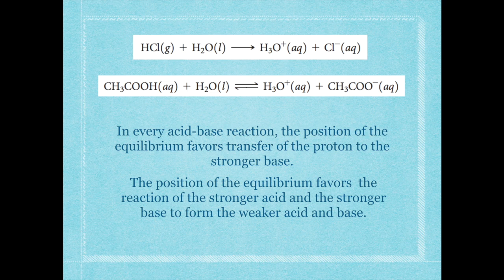So that means that in the top reaction, hydrochloric acid and water, the position of the equilibrium favors the formation of hydronium and the chloride ion because those are the weaker acid and base. In contrast, since the hydronium ion and the acetate ion are stronger acids and bases, the equilibrium is actually going to favor the formation of acetic acid and water.